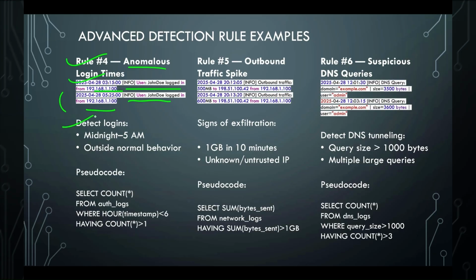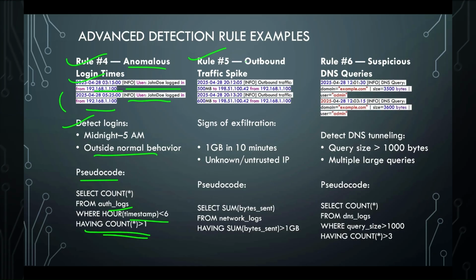And the rule could be to set the detection threshold to flag logins occurring between midnight and 5 a.m., as these are likely unusual hours, right? And you can trigger an alert if a user who usually logs in during business hours logs in outside of their usual times. So the pseudocode would be: select count from auth where hour from timestamp is less than 6 and having count is 1. So this rule will trigger an alert if the user John Doe logs in at 3 a.m. or 4 a.m., which is unusual for this user.